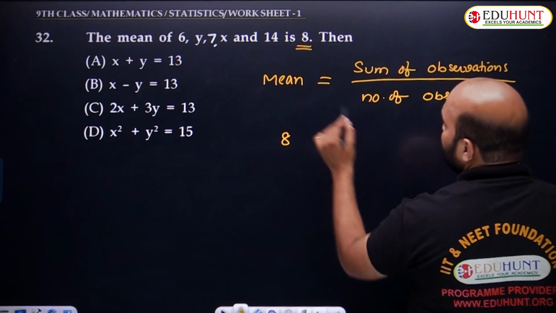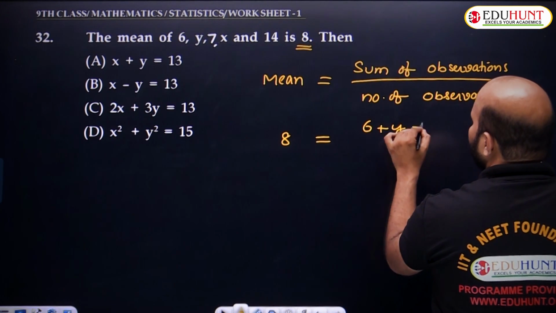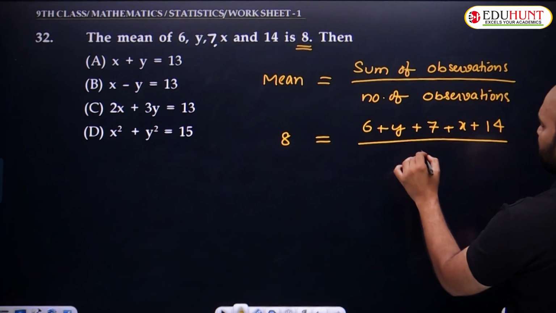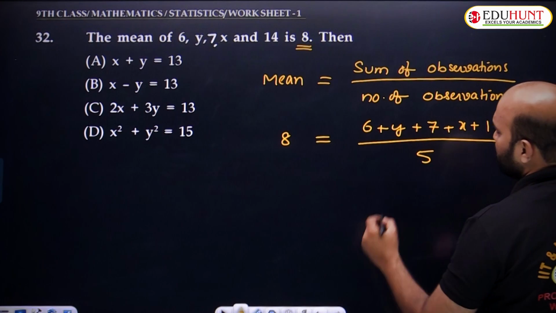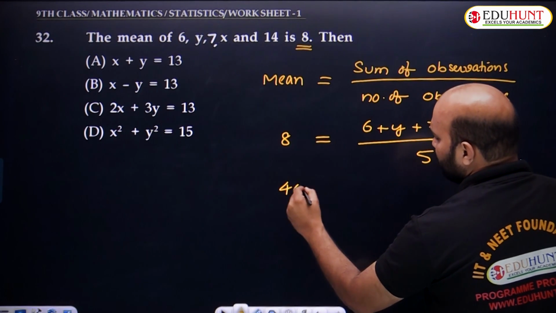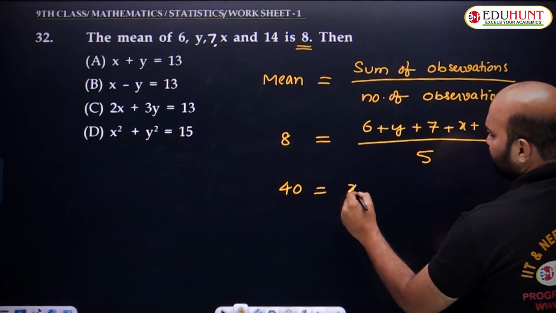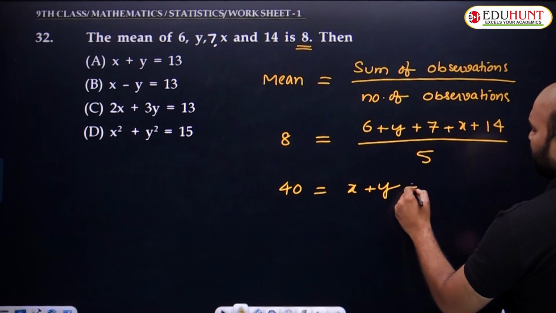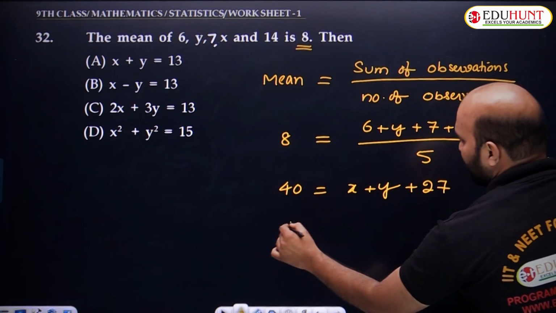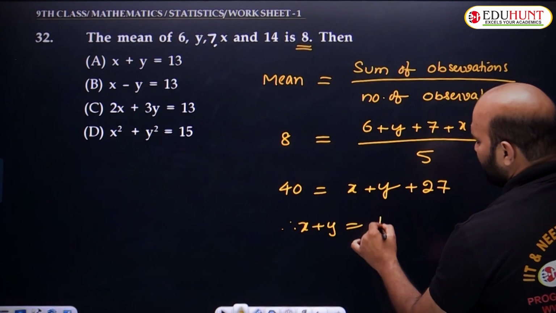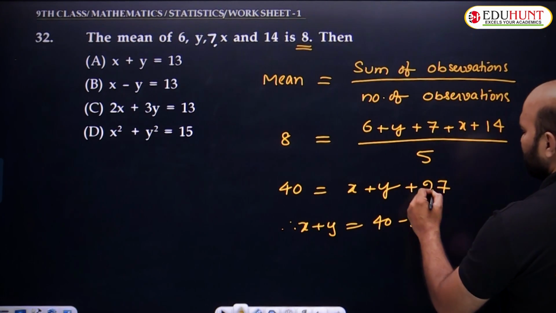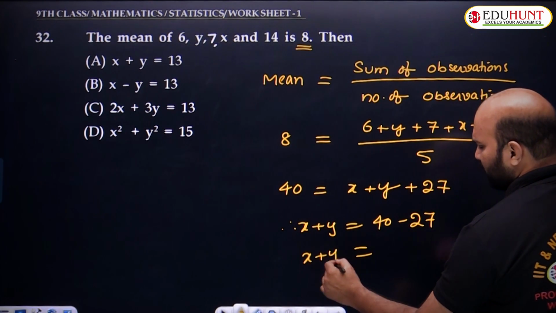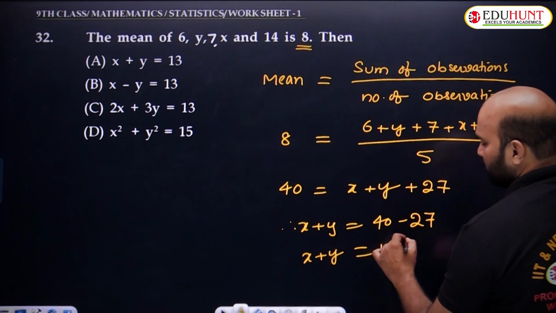8 equals the sum of observations, 6 plus y plus 7 plus x plus 14, whole by 5, the number of observations. According to cross multiplication, 8 into 5 is 40. So 40 equals, with x and y as variables, 6 plus 7 plus 14. 6 plus 7 is 13, 13 plus 14 is 27. Therefore x plus y equals 40 minus 27, because positive 27 going to the other side gives a negative. The difference is 13. So this is the required answer.